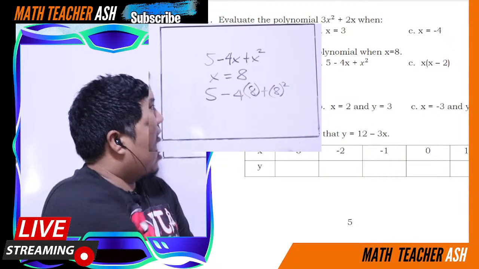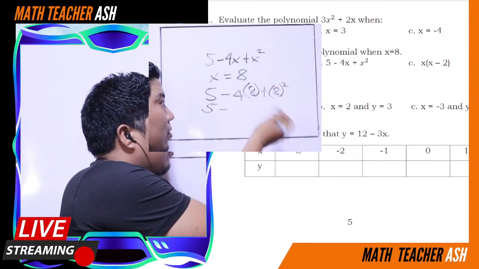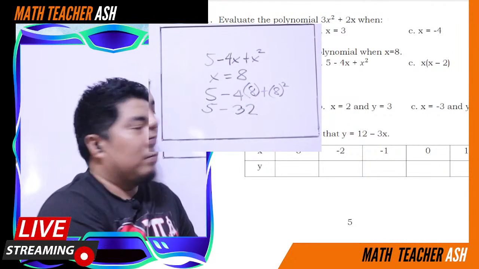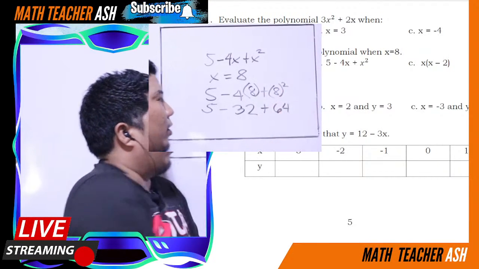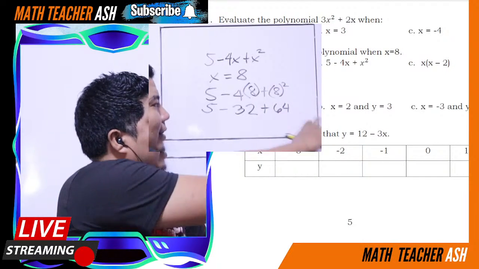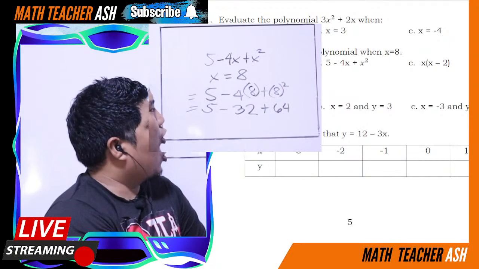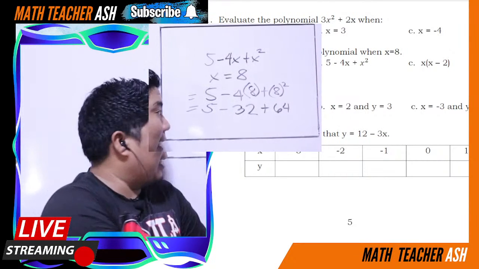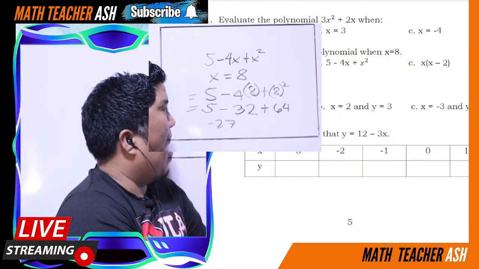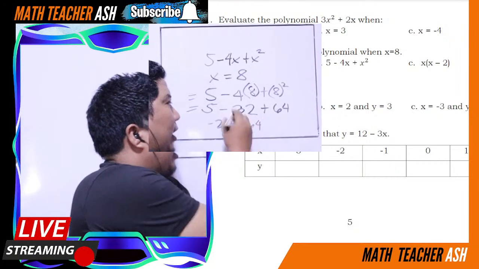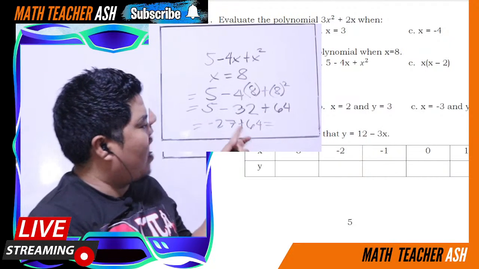So ang gagawin mo lang dito is that 5 minus 4 times 8, that is, 32. Alright. Okay? And then 8 times 8, that is 64. Okay. Then you can add them from left to right. Lagyan lang natin ng equals ito. So, 5 minus 32, that is negative 27. Okay? Negative 27 plus 64. Kasi ito muna yung sinolve ko. Para at least makita nyo step by step. Okay. So, negative 27 plus 64.